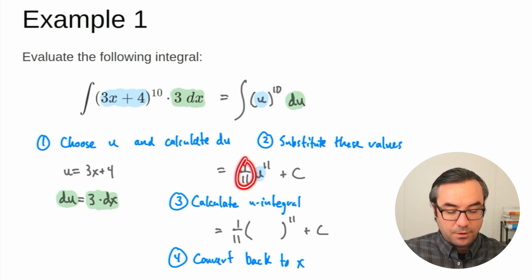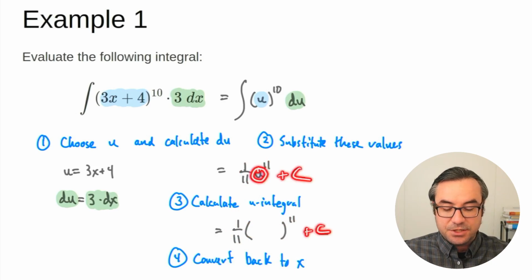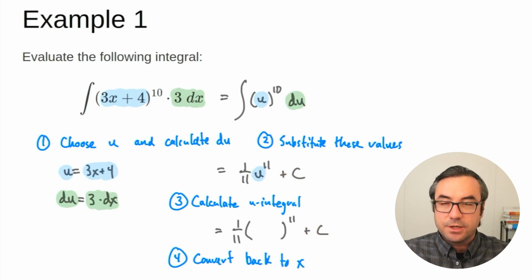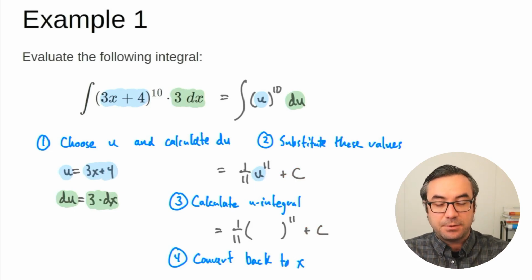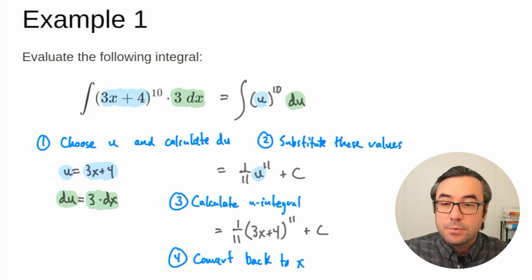So we have the 1 over 11, we have the parentheses raised to the power 11. So the power function, that part stays the same. Still have our plus c there at the end. But now instead of this u, we're going to actually fill back in for what u actually was equal to. In this case, the 3x plus 4. So let's throw it in there. And there we go. We have our antiderivative.